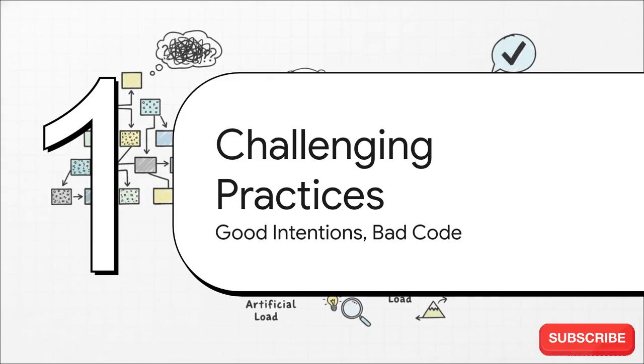So here's the crucial takeaway. If our number one goal is to crush that artificial cognitive load, then we have to start looking at our so-called best practices a little differently. Maybe with a bit of healthy skepticism. Because sometimes the road to complex code is paved with good intentions.